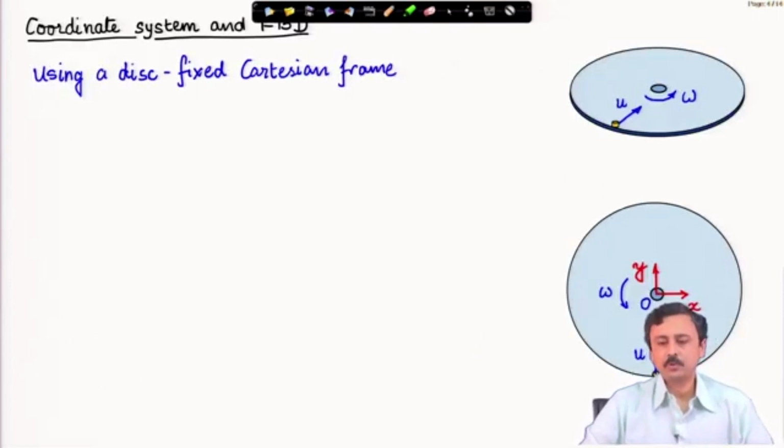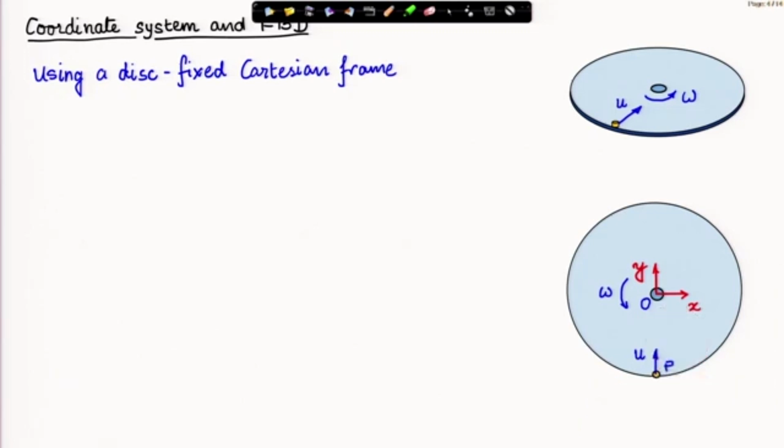First step is to set up the coordinate system. I am going to use the Cartesian coordinate system, which I will fix to the disc. This xyz coordinate system is fixed to the disc. The disc is rotating in a counterclockwise direction as seen from the top. And just for simplicity, I am considering that this particle P, or the cylinder P, was initially in the negative y axis direction as shown here, and projected along the positive y axis direction towards the center.